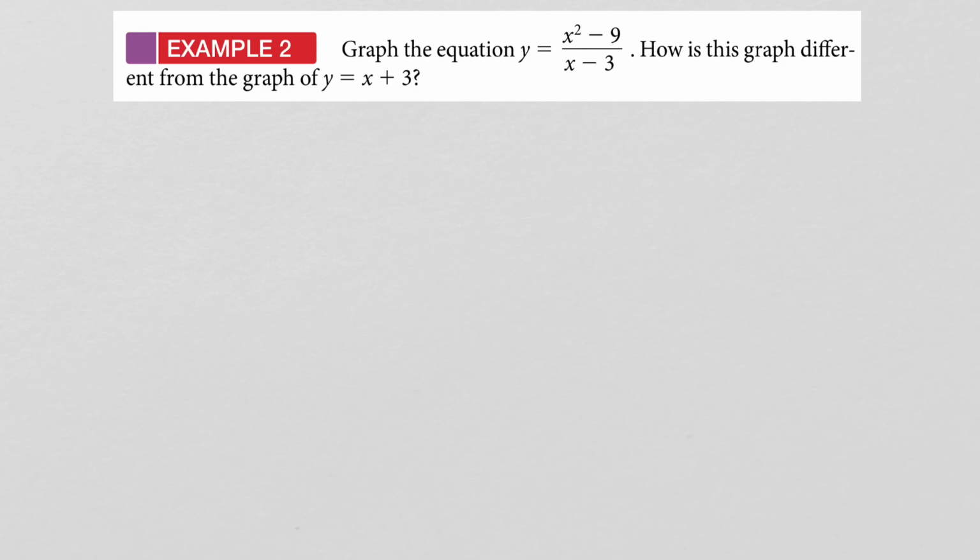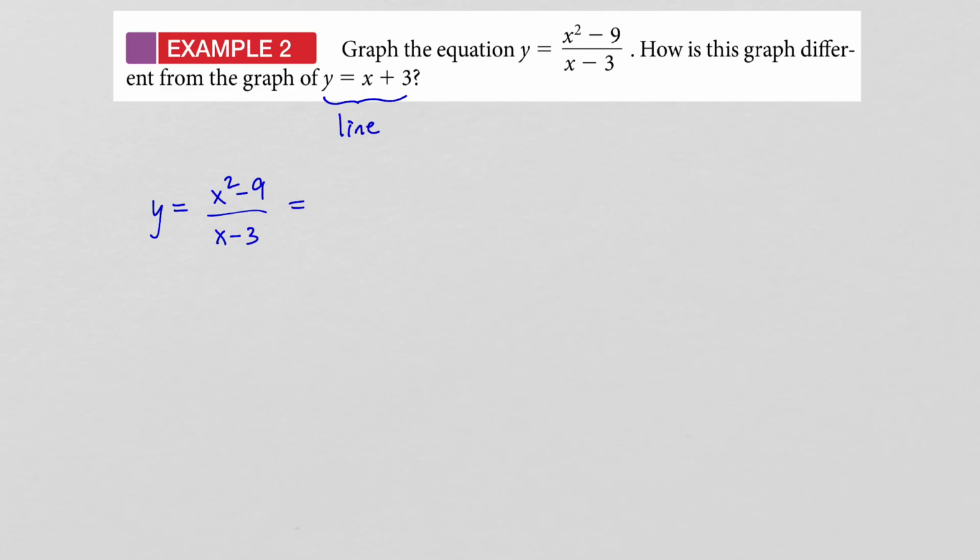In our next example, we want to compare the graphs of the equations y equals x squared minus 9 divided by x minus 3, which you can see is a rational function. And how is this graph different from y equals x plus 3? Well, y equals x plus 3 is simply a line, right? So what is it about y equals x squared minus 9 divided by x minus 3?